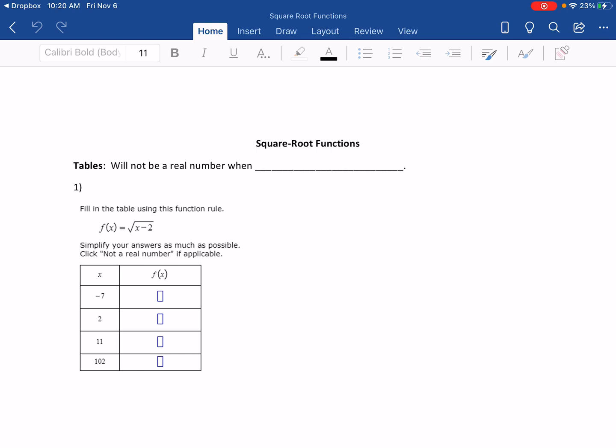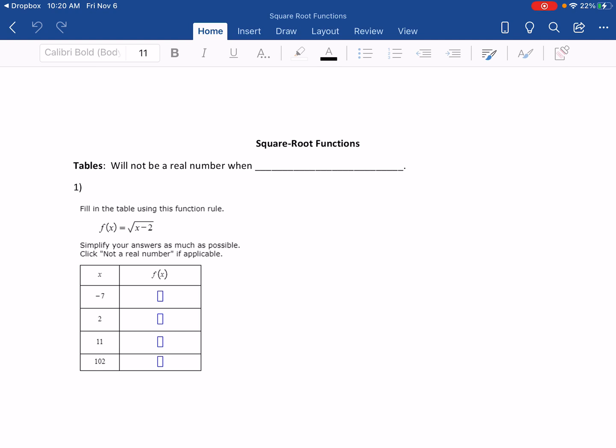Okay, so this is going to be the first lesson of our next unit. We're going to be taking a look at square root functions. We've finished everything with quadratic functions. You'll still need to be able to factor and solve quadratic equations, but we're moving on from quadratics.